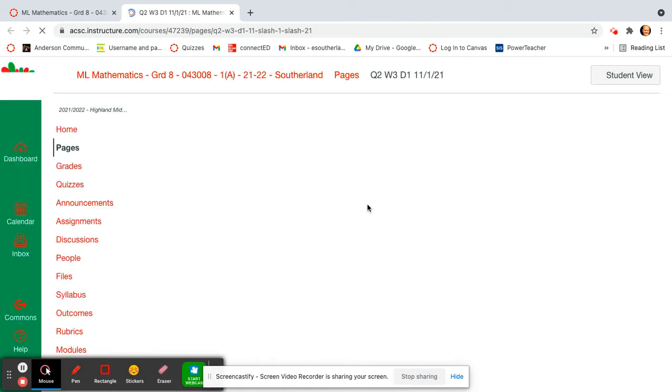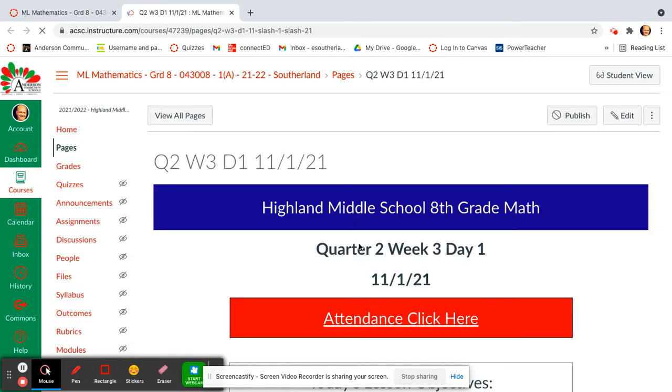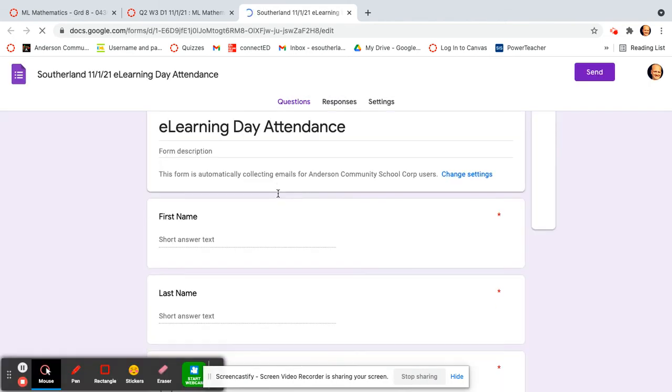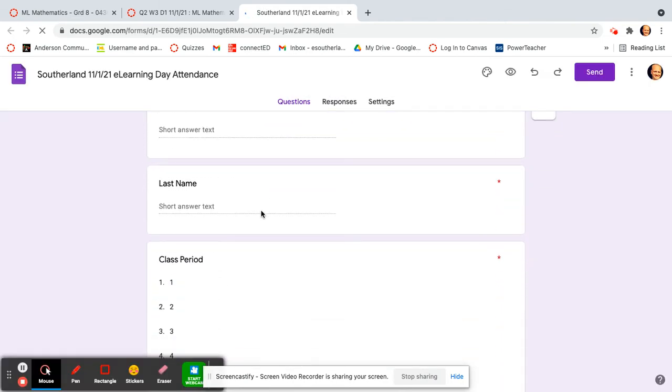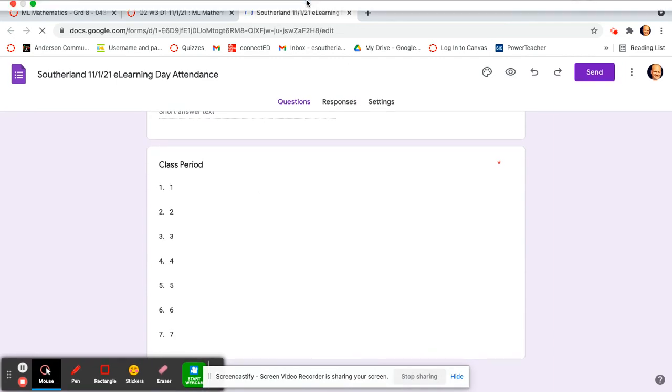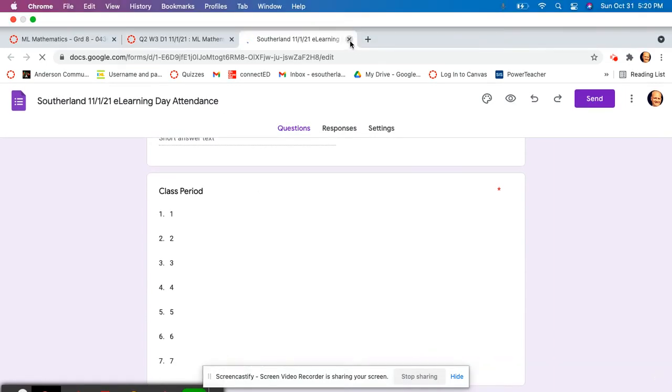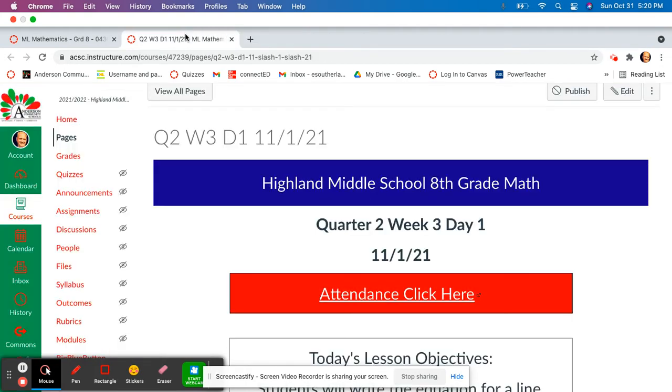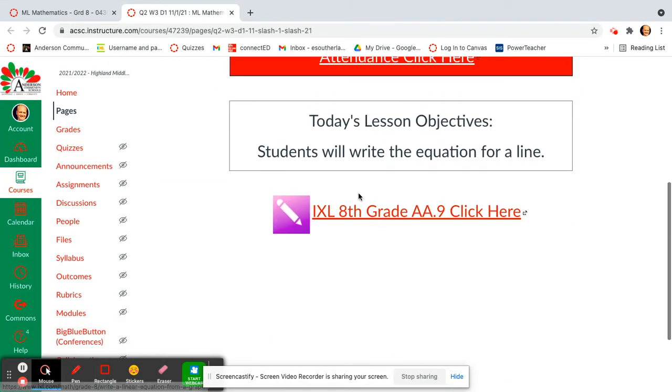The first thing I want you to do is make sure that you take the attendance, which if you click right here, it'll take you to this page here. You'll fill it out just like you did on Friday. You're going to fill out your first and last name and whatever class period you have me. When you're finished, make sure you click submit. Once you're done with that, you're going to write an equation for a line, IXL 8th grade AA9.